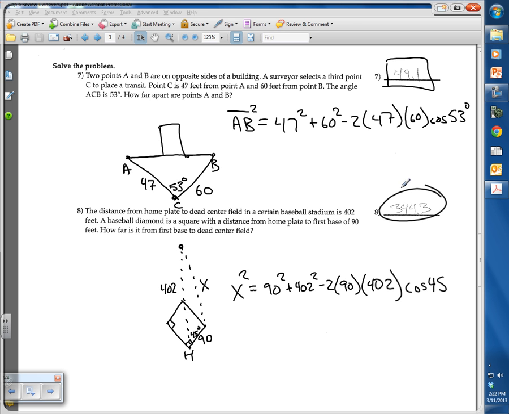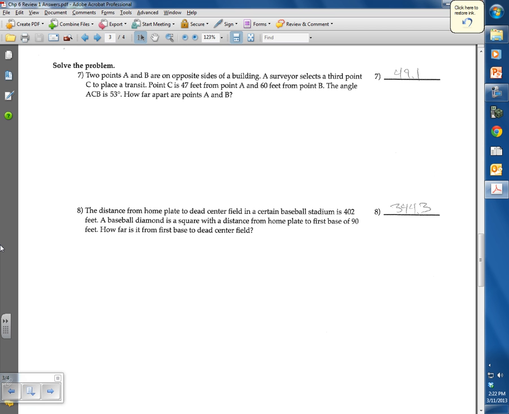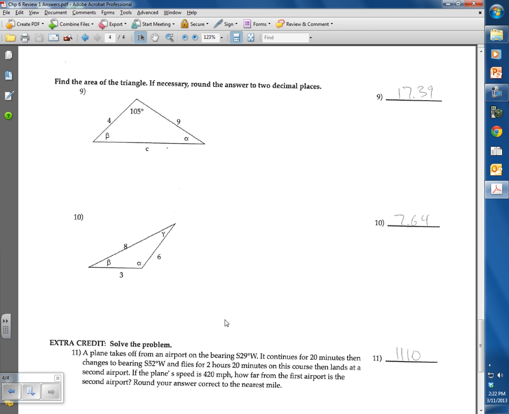All right, last two are both area problems. Scroll down to them. Find the area of the triangle. First one, they give you two sides and the angle in between them. So our area formula is 1/2 side 1 times side 2 times the sine of the angle in between them. Plug that in, you get 17.39.